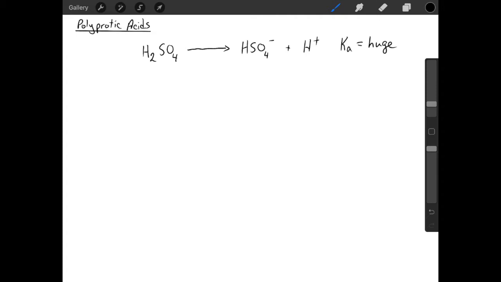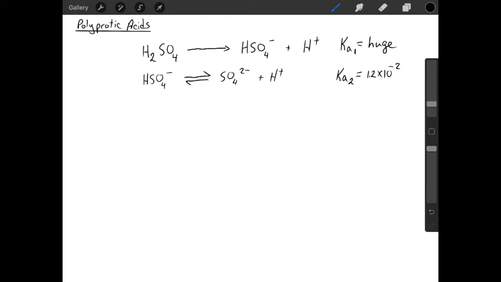The K value is so big that the equilibrium lies almost entirely to the right, and there's very little molecular sulfuric acid left over. Most of it has been converted into ions. The HSO4- that remains is also acidic, and it can lose its acidic hydrogen. And this equilibrium reaction, you'll notice now, has a K value. And that K value is still pretty big, but it's considerably smaller than the first one.